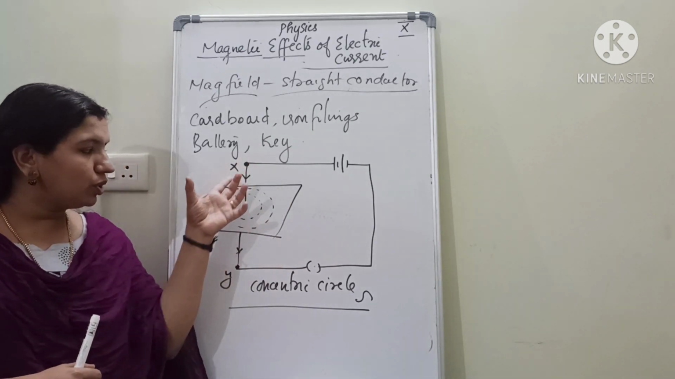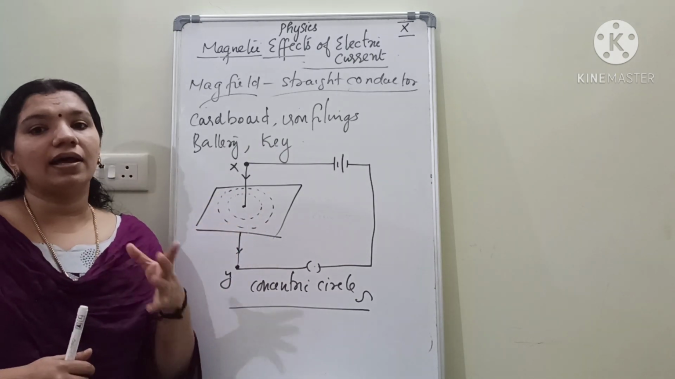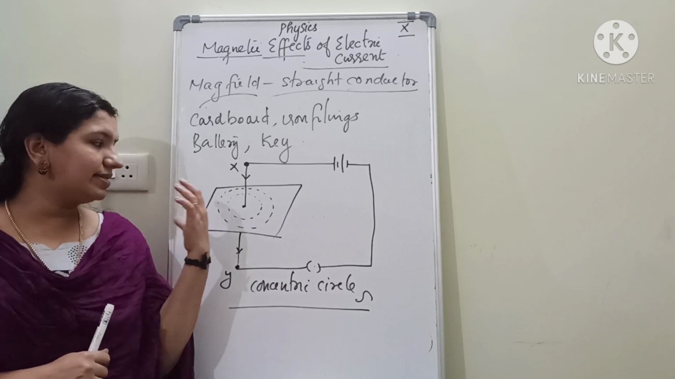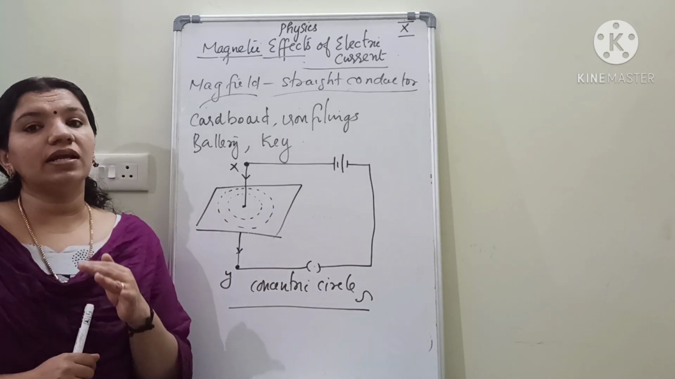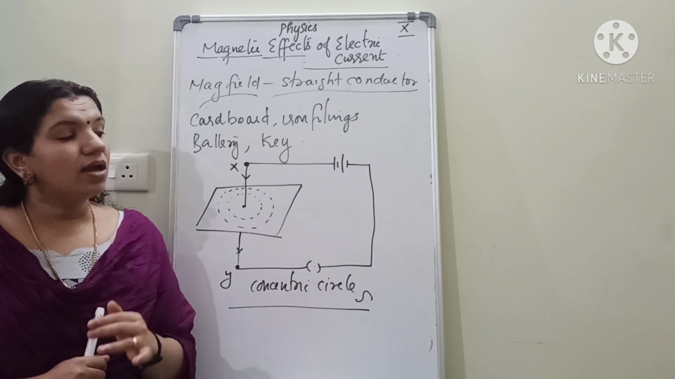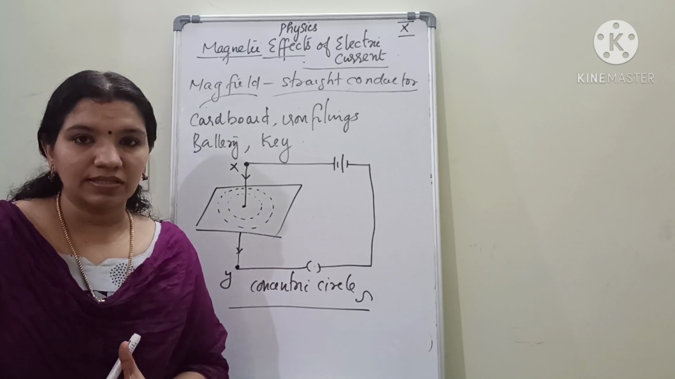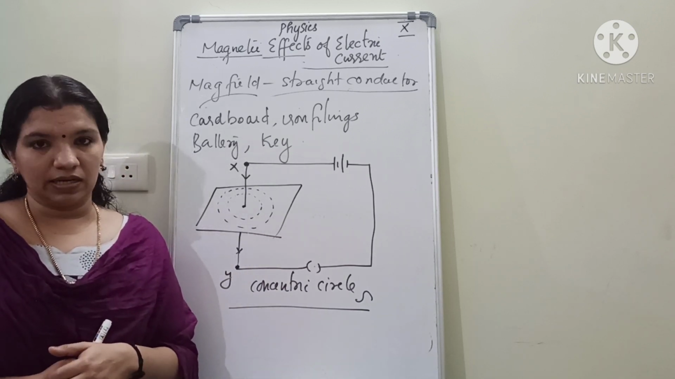When the current is allowed to pass through it, the iron filings will arrange in the form of concentric circles. And what do these concentric circles represent? They represent the magnetic field lines. So what is the shape of magnetic field lines around a straight conductor? It will be concentric circles.